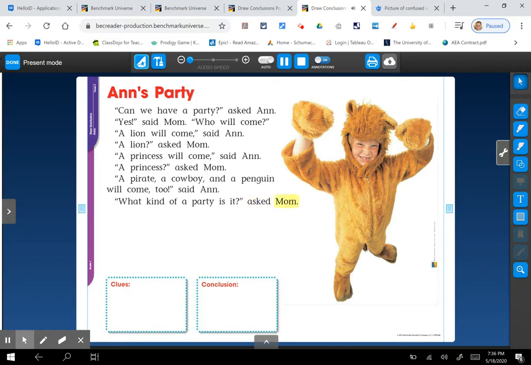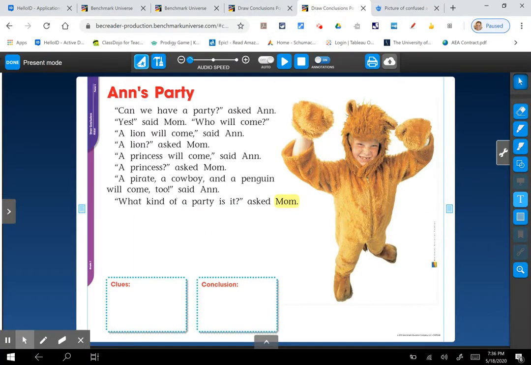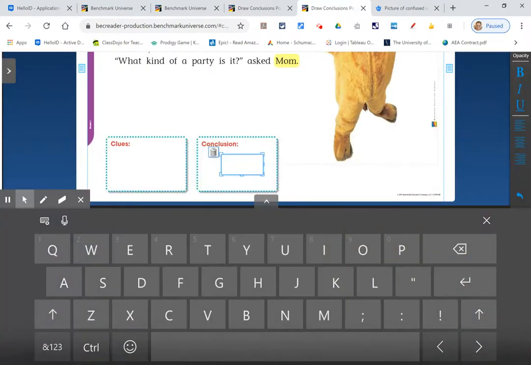Asked Mom. Okay, so let's go ahead and practice drawing conclusions, okay? So first we're going to draw the conclusion, then we're going to say what clues helped us to draw this conclusion. When you think about drawing a conclusion, you're thinking about what's happening in the story. So what kind of a party do you think it is? What conclusion can you draw? Well, I'm thinking that it's going to be some kind of costume party. So for our conclusion, we can say that Anne is going to have a costume party.